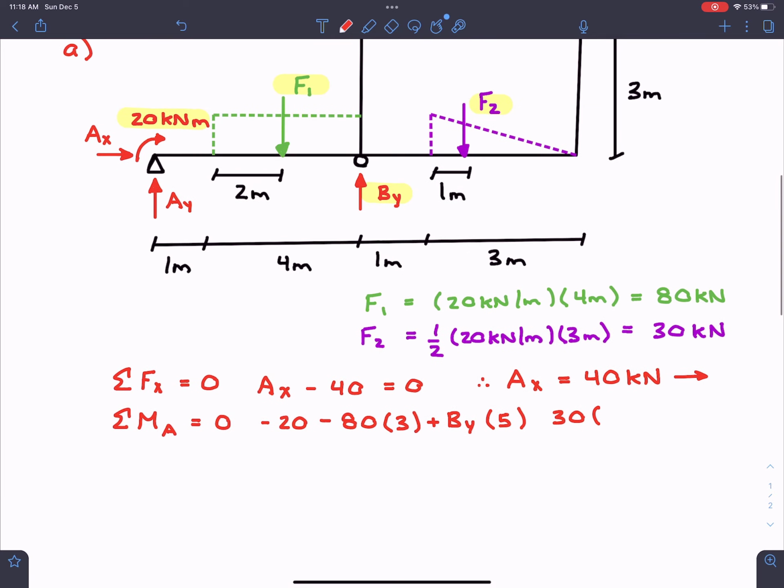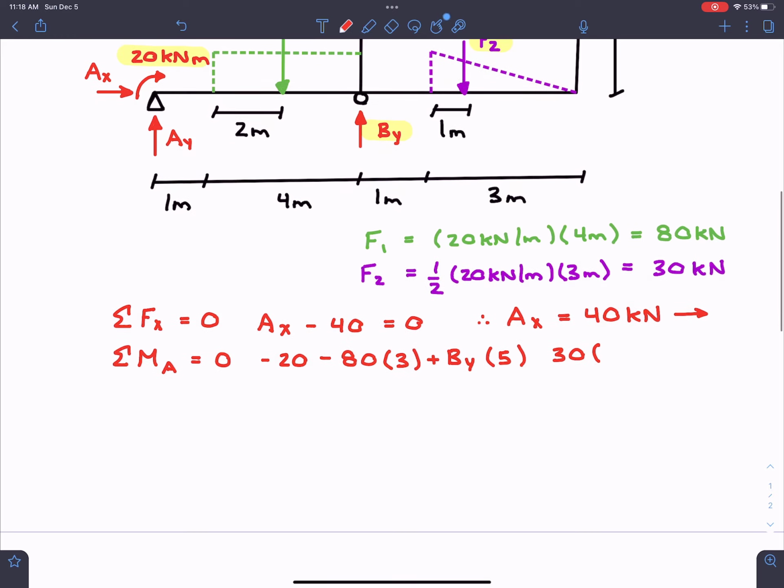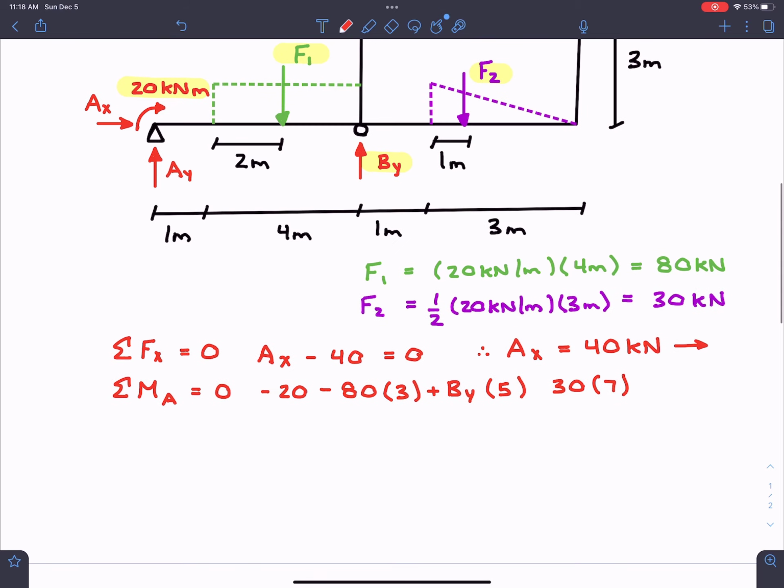The moment arm is going to be 1 plus 4 plus 1 plus 1. So that should be 7. So there's a little bit of math involved, but not too bad. As we can see, this will also create a clockwise moment. So it's going to be negative.